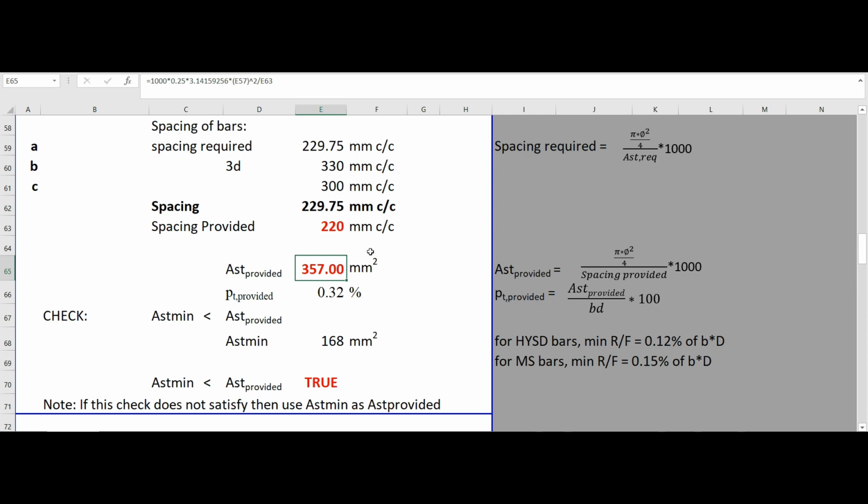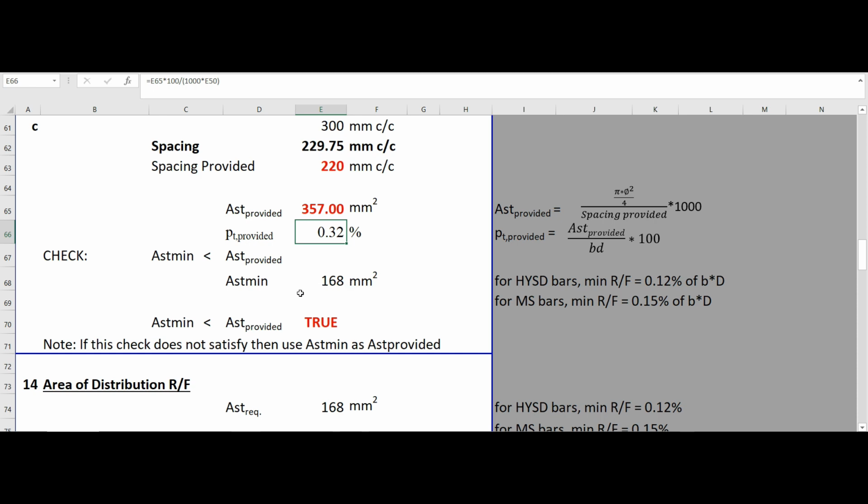So from that we will calculate the percentage of reinforcement provided, which is equal to area of steel provided divided by B. So here B will be 1000 mm. For slabs we will design the reinforcement for 1 meter width of the slab. So 1 meter is nothing but 1000 mm, and multiplying it by the D, which is equal to effective depth we have taken as 110 mm. So we get the percentage of reinforcement as 0.32%.